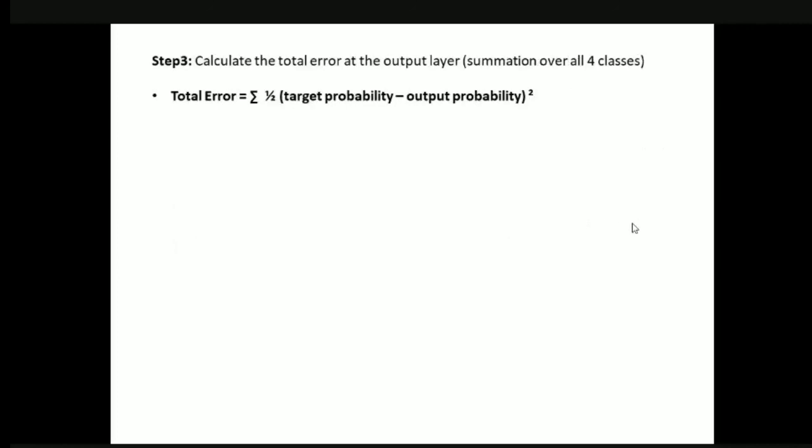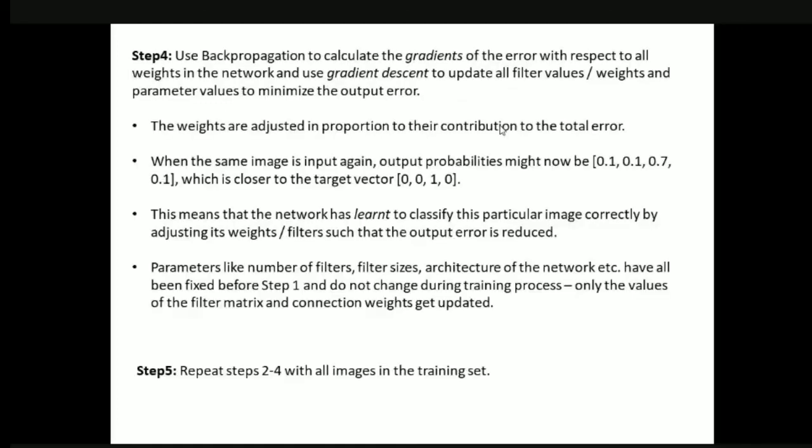To perform the backpropagation algorithm, first of all, we have to calculate the total error at the output layer, right? As we already discussed, the total error is the summation of half times the target probability minus the output probability, whole squared. After calculating the total error, in step 4 we use the backpropagation algorithm to calculate the gradient of the error. We discussed what a gradient is, how we calculate it, how we stop at an optimal value, and the stopping criteria in the previous classes.